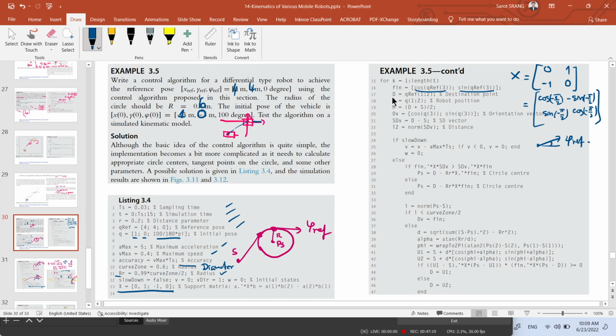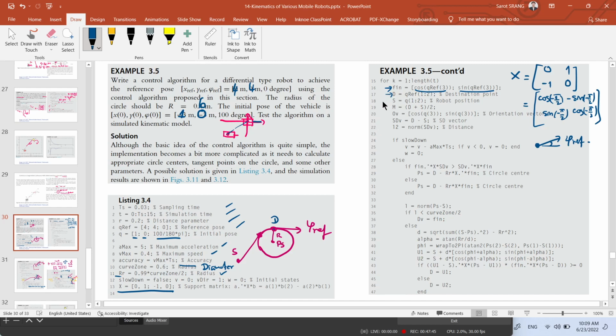And D is the destination point, the goal point here. So D is here, the destination point. Phi ref, so we compute cosine and sine, and we get a unit vector for this one. So this is a unit vector.